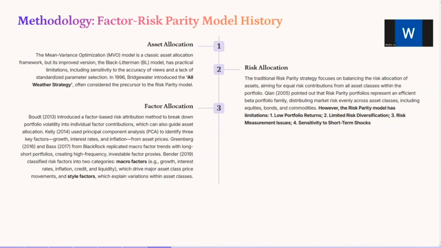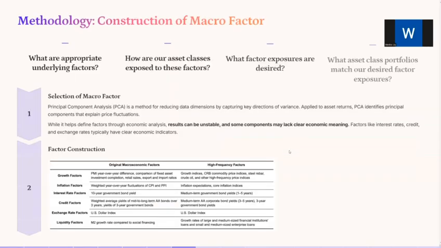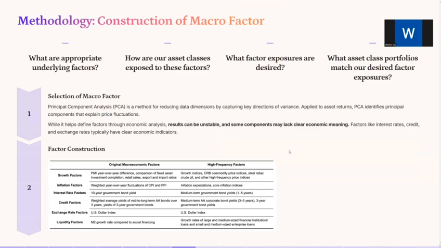It's mainly about macro factors and style factors. Here, we just talk about macro factors. And how should we construct our macro factors? PCA is a method that can reduce data dimensions by capturing key directions of variance. However, the result can be unstable, and some components may lack clear economic meaning.